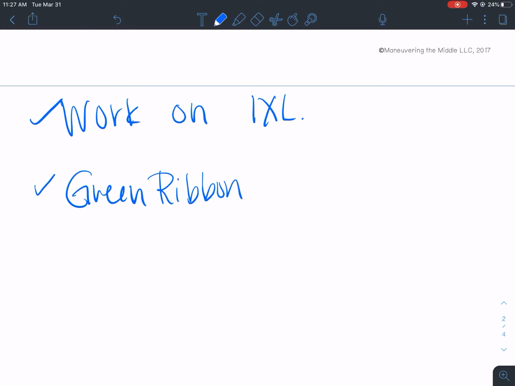The reason I'm having it as a green ribbon is because we've done this before. This is not new stuff for you guys, okay? So green ribbon, I will post the IXL. If you guys have any questions, message me on the chat box.